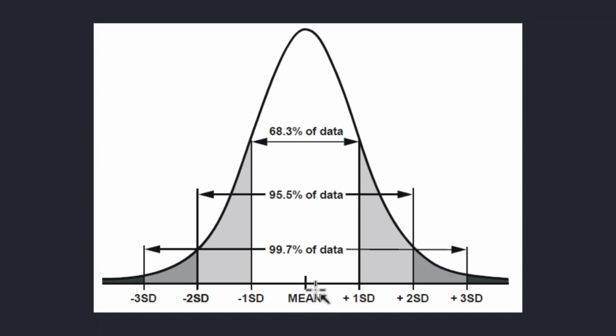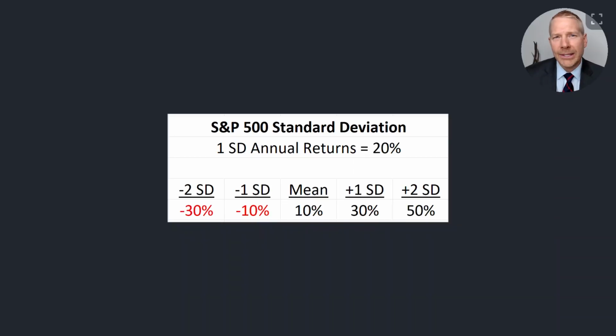Only about 5% of the time would we expect to have a return greater than +2 standard deviations or less than -2 standard deviations. In the last century, the standard deviation of annual returns for the S&P 500 has been 19.6. So let's call it 20%. And now you can use that number to gauge a range of returns going forward.